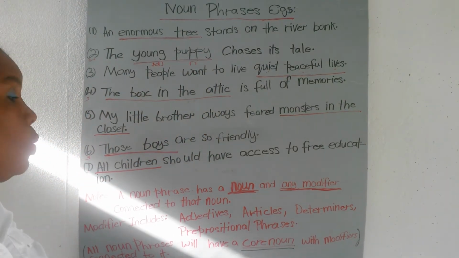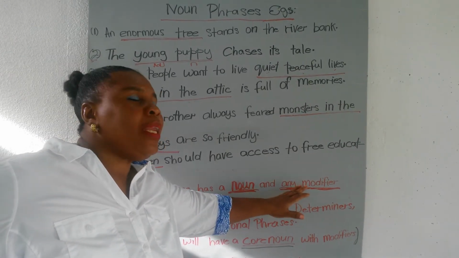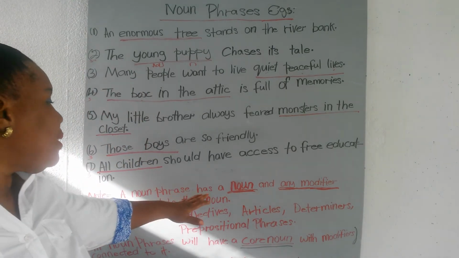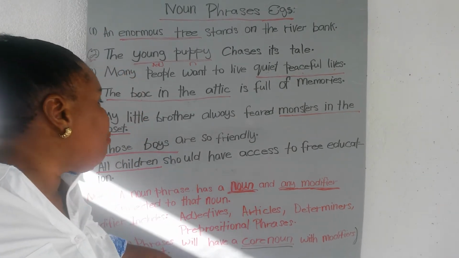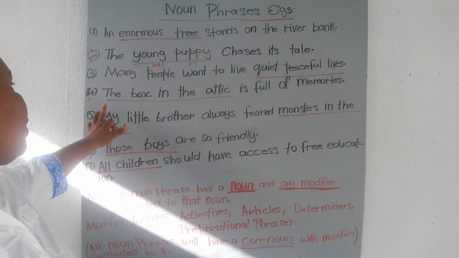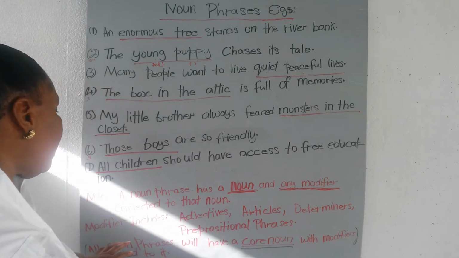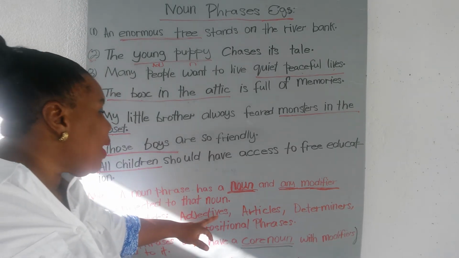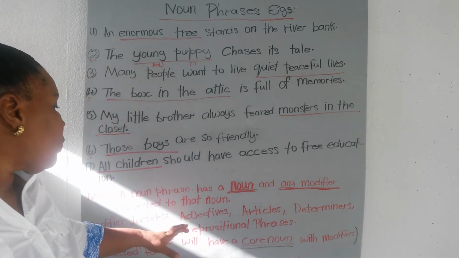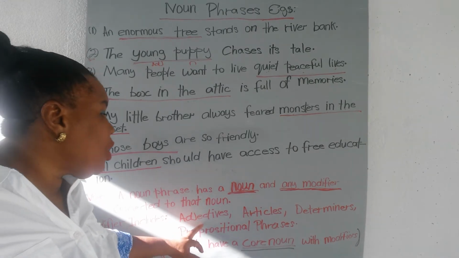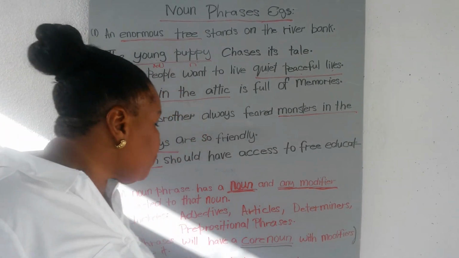Okay, here's some additional notes I have for you. A noun phrase has a noun and any modifier connected to that noun. Any modifier, these are the modifiers: all those, the enormous, the adjectives, okay? The modifiers include adjectives, articles, determiners, and prepositional phrases.